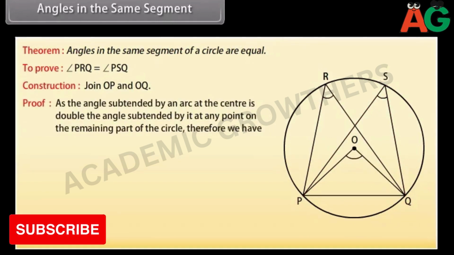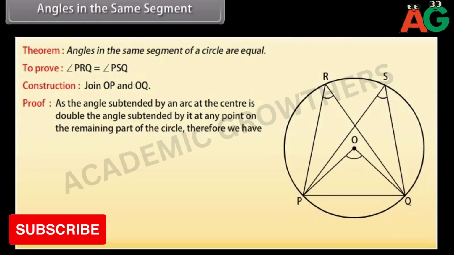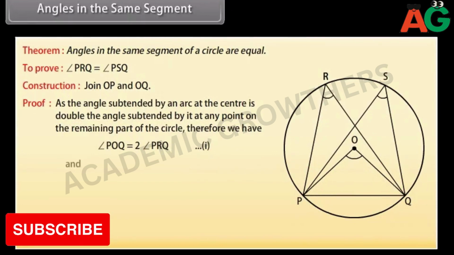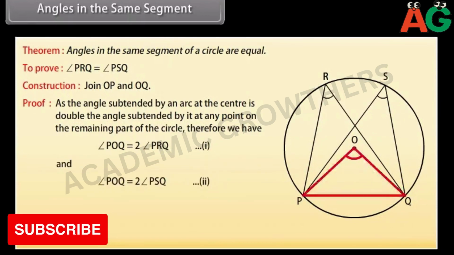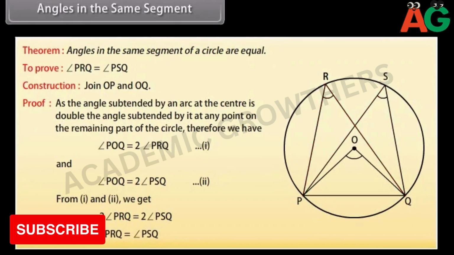Prove: As the angle subtended by an arc at the center is double the angle subtended by it at any point on the remaining part of the circle, therefore we have angle POQ as 2 angle PRQ. Mark it as 1. And angle POQ is equal to 2 angle PSQ. Mark it as 2. From first and second we get 2 angle PRQ is equal to 2 angle PSQ. Therefore, angle PRQ is equal to angle PSQ.